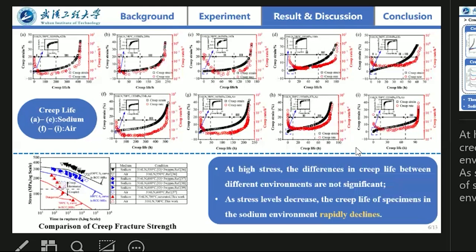When the stress level decreases, you can see the creep life of specimens in the sodium environment rapidly declines. Even two points are below the design curve in the RCC standard, which is very dangerous, I think.